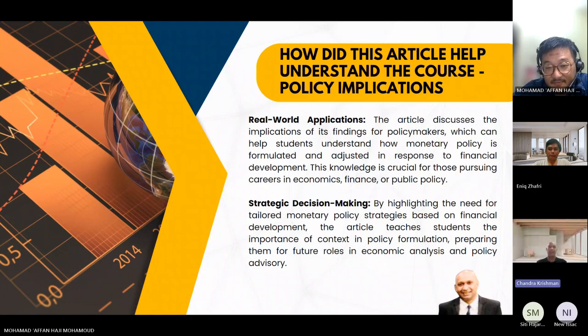Another thing is strategic decision-making. By highlighting the need for tailored monetary policy strategies based on financial development, the article teaches students the importance of context in policy formulation, preparing them for future roles in economic analysis and policy advisory.